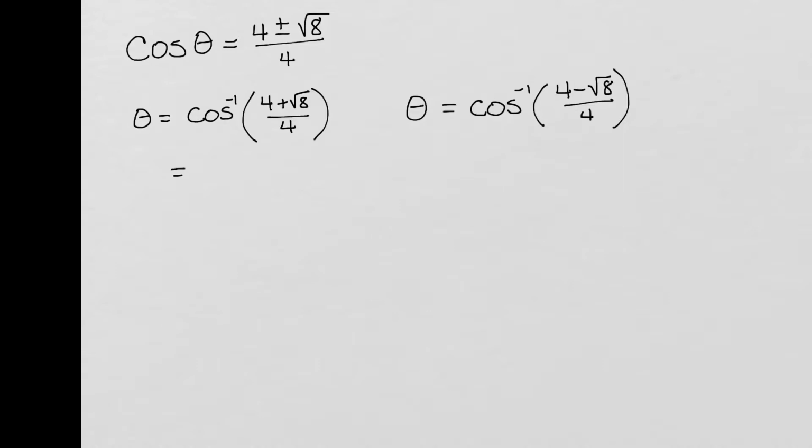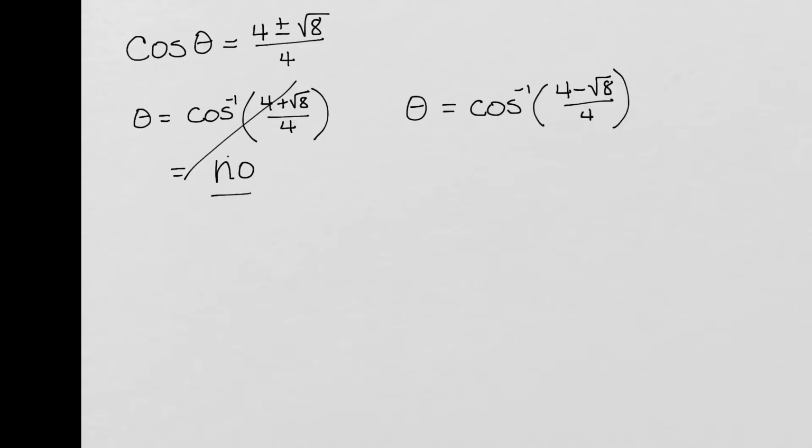So now I have theta is equal to cosine inverse of 4 plus the square root of 8 over 4, or theta equals cosine inverse of 4 minus the square root of 8 over 4. So when I try the first one, notice that if we have 4 plus anything, it's going to make more than 4, divided by 4, this is a value that's greater than 1, and we can't take the cosine inverse of something greater than 1. Cosine can't be more than 1. So this gives me an error. So I'm just going to say no answer here. And we just scrap it and move on.